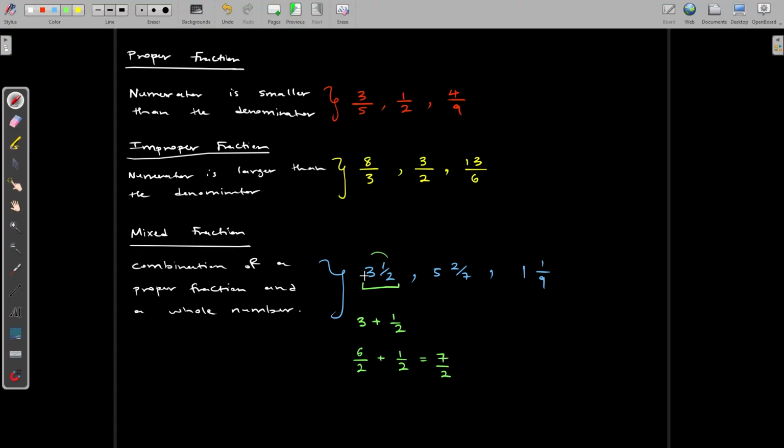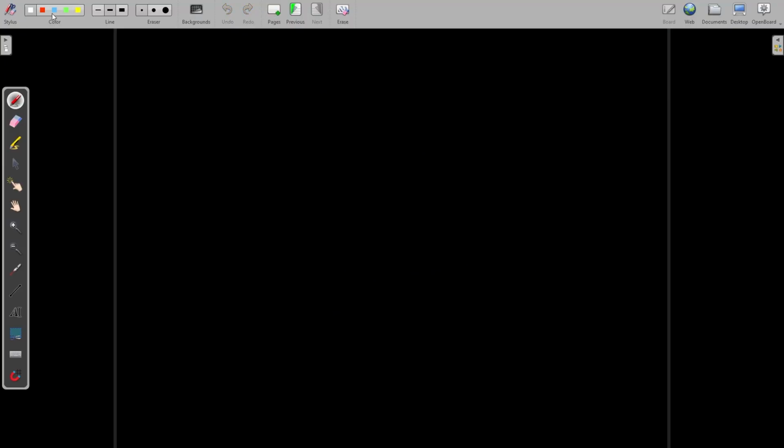So if we were to change this to an improper fraction, we'd get the same 7/2. 2 times 3 equals 6. 6 plus 1, 7/2. So that's how it works. That's why we're able to say denominator times the whole number, then we add the numerator to get the numerator for the improper fraction here. That's what's happening when going from a mixed fraction to an improper fraction. So we're going to look at a few examples of that.